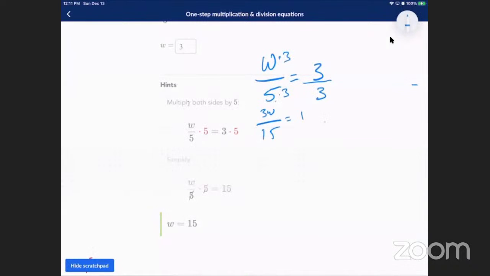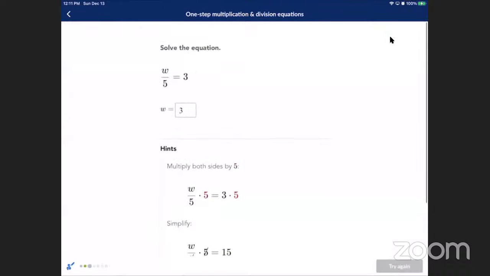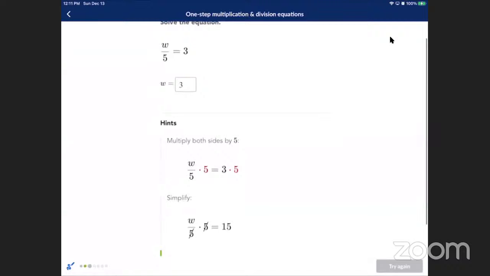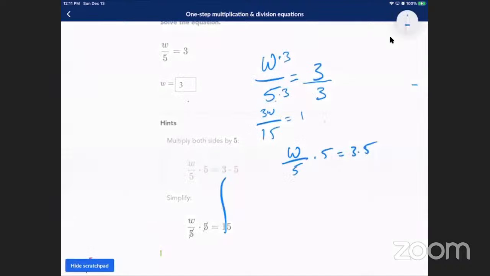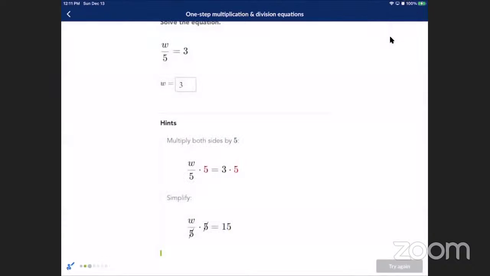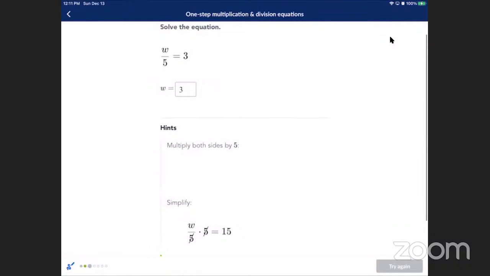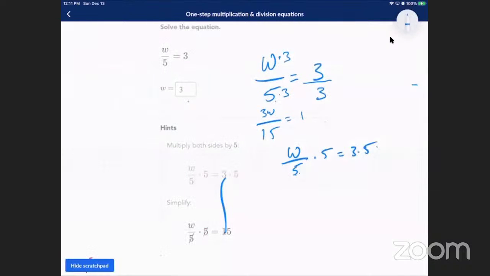So first, what we do is that we have W over 5 equals 3 times 5. So when we have W over 5 equals 3, we take the 5 on this side, we multiply on both sides. Okay, and then after we do that, these two 5s will cancel out, and then we just end up with W equals 15.